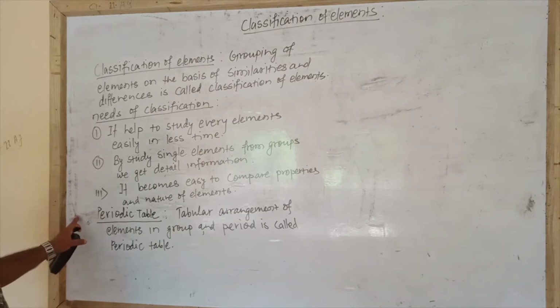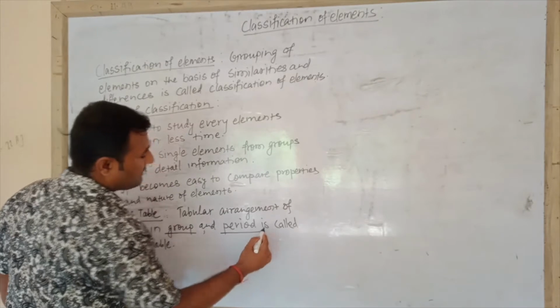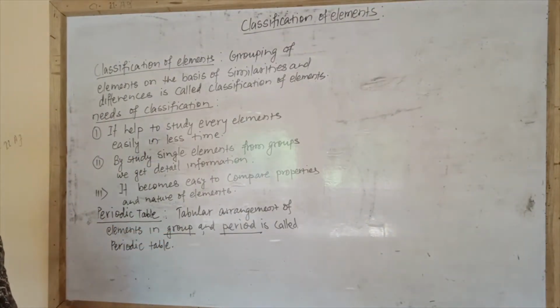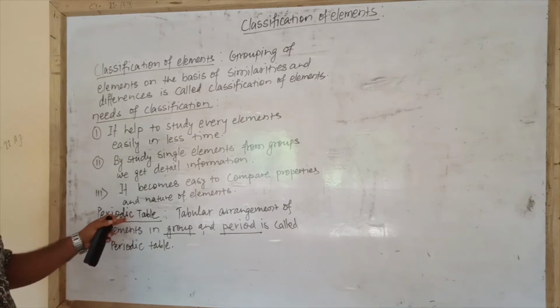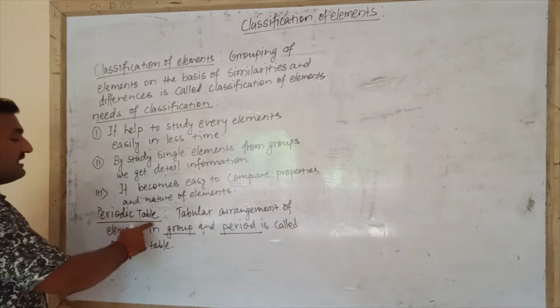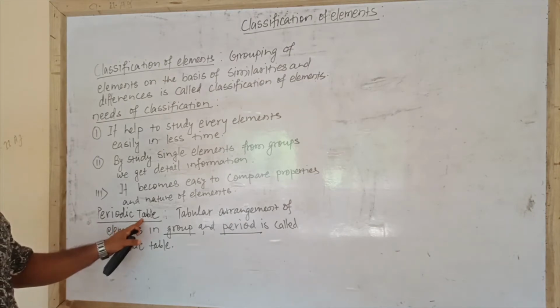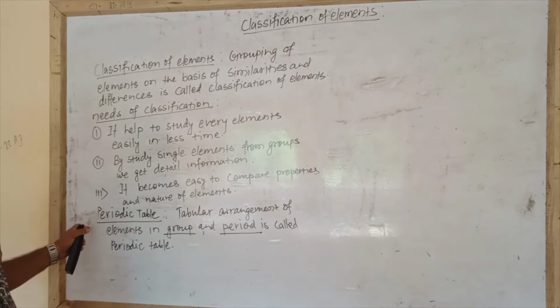In every periodic table, two terms are found: group and period. The arrangement of elements in group and period is called classification in the modern concept, and it is the main base of a periodic table. In that table, when elements are arranged in group and period, the properties of elements are repeated. Due to that reason, this table is known as the periodic table.